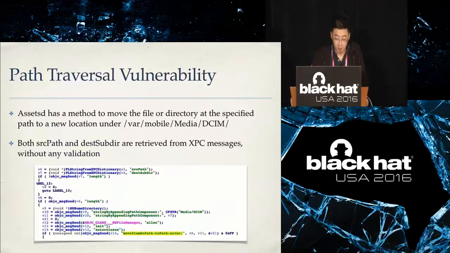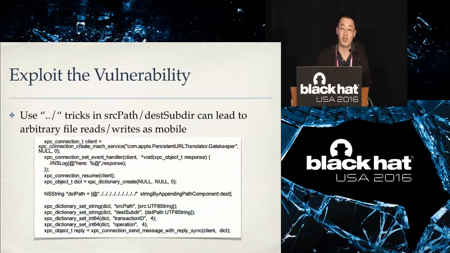But if you look at how the file move is implemented, you will... Okay, so basically, from the XPC message, the program retrieves the source path and the dest sub-dir. And then for the dest dir, there is some string operation. It just puts two strings together. Apparently, there's no validation on the two strings, so it's very easy to use the dot-dot-slash trick to traverse the path.